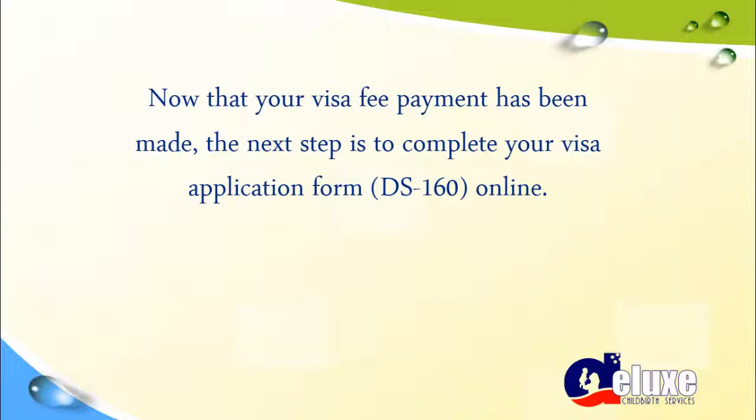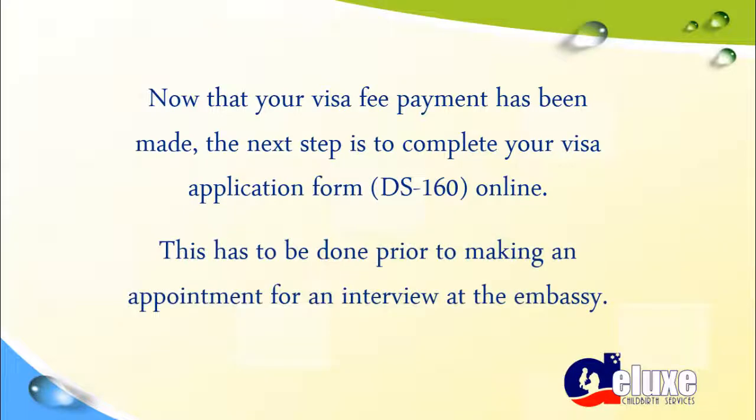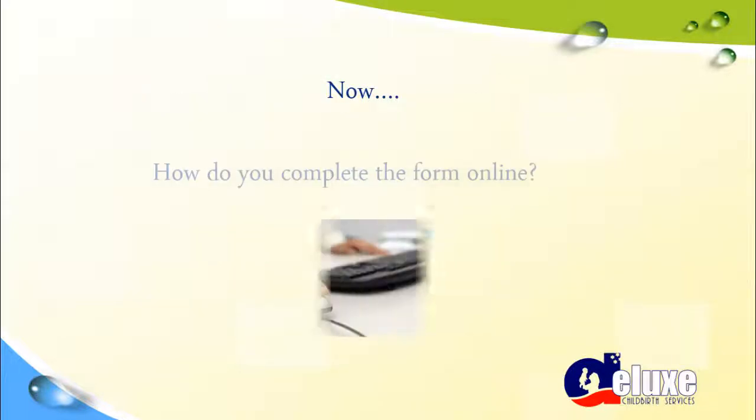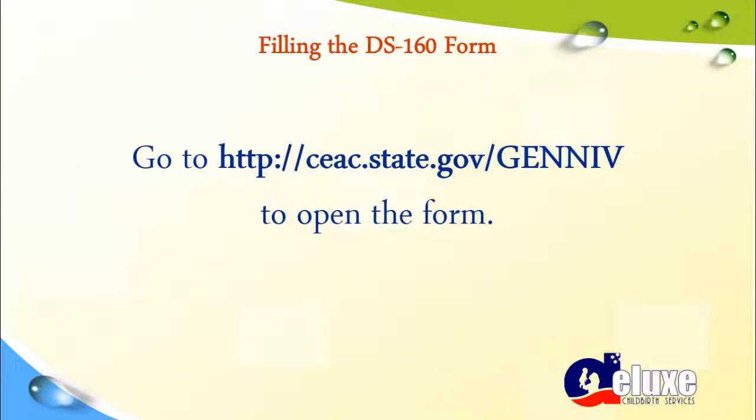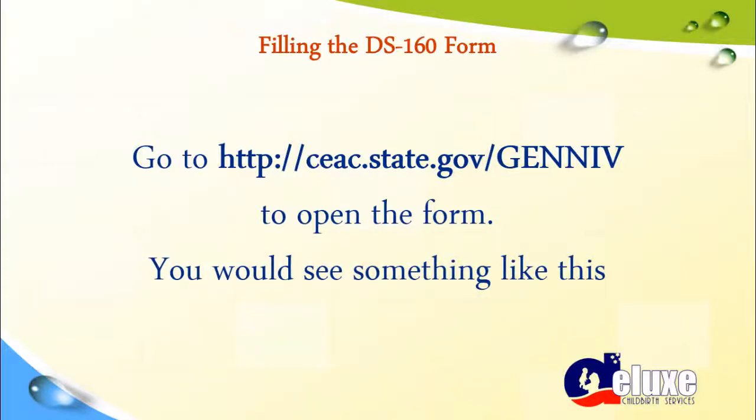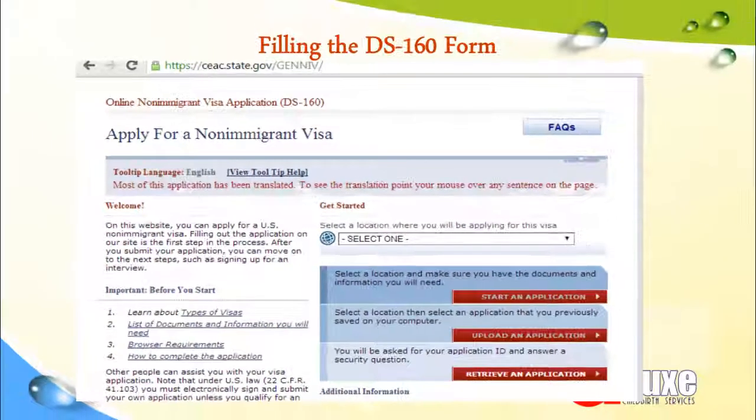Now that your visa fee payment has been made, the next step is to complete your visa application form, DS-160, online. This has to be done prior to making an appointment for an interview at the embassy. Now, how do you complete the form online? Filling the DS-160 form, go to ceac.state.gov/geniv to open the form. You'll see something like this.